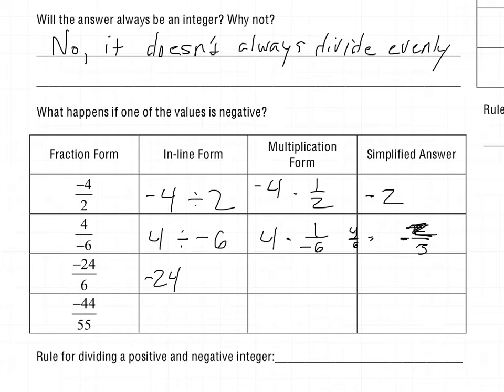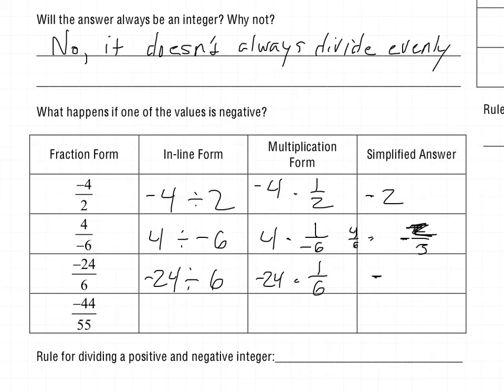So we continue to rewrite negative 24 divided by 6. And that's going to give me negative 24 times 1 over 6. Again, we see the idea that we have a negative times a positive. So we're going to get a negative answer.